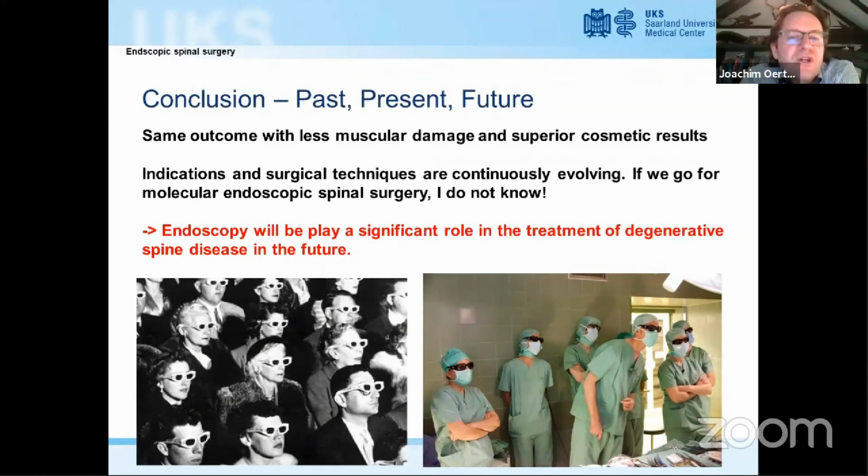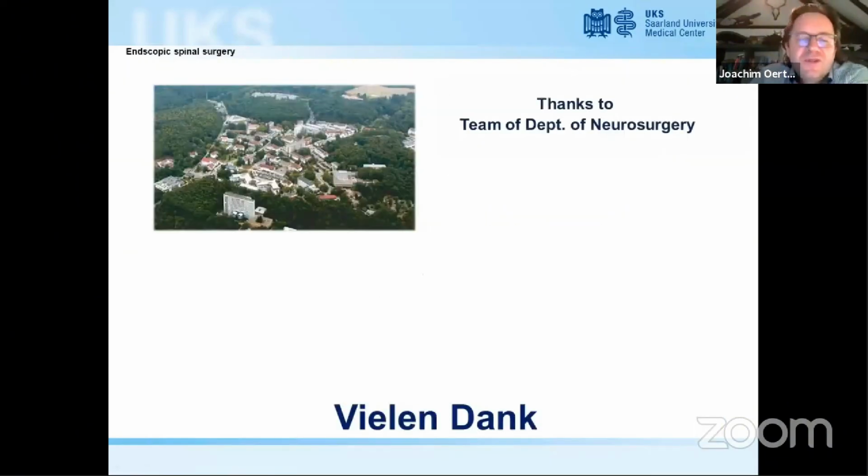With both endoscopic techniques, we have less muscular damage and superior cosmetic results in comparison with the microscope. So I think particularly for the right indication, endoscopy will play a significant role in the treatment of degenerative spine disease in the future. I thank you for your attention and my whole team for collecting these data. Thank you very much.